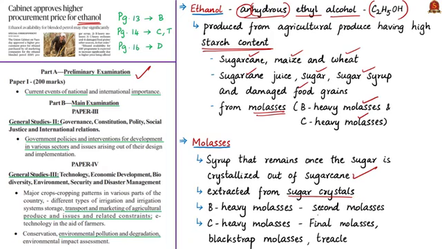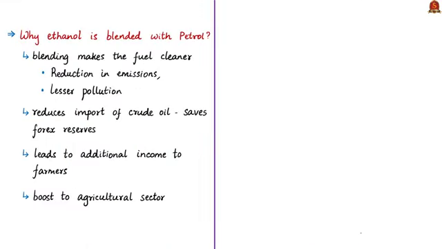For example, initially extracted molasses belong to a certain grade and the finally extracted molasses belong to another grade. The B heavy molasses are also known as second molasses, and the molasses that is extracted finally is called C molasses or final molasses or blackstrap molasses, and in some countries it is also called treacle. Now for our discussion, from this molasses ethanol is produced. This ethanol is used for blending with petrol.